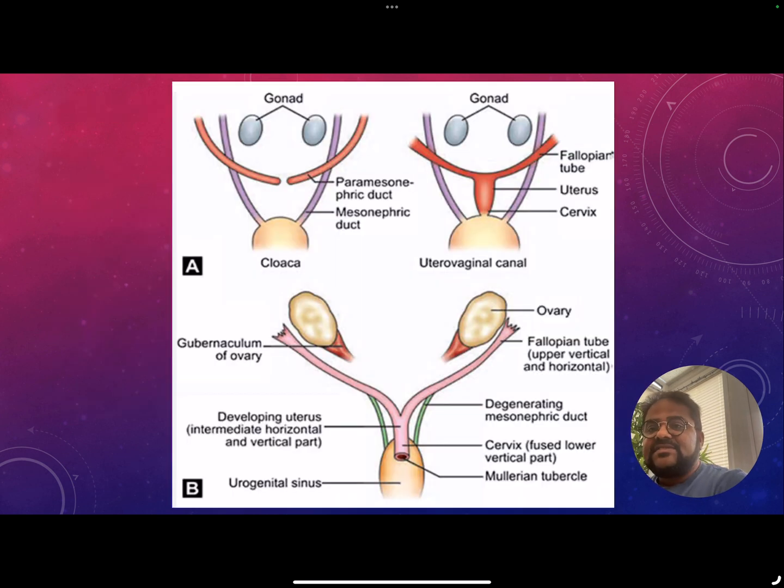So as you can see, the gonads, paramesonephric duct, and the mesonephric duct. And you can see the two paramesonephric ducts are fused caudally, and that will form eventually the uterus, and the free part of them will form the fallopian tubes. And you can see the ovary along with its ovarian ligament, which will be eventually connected to the uterus.